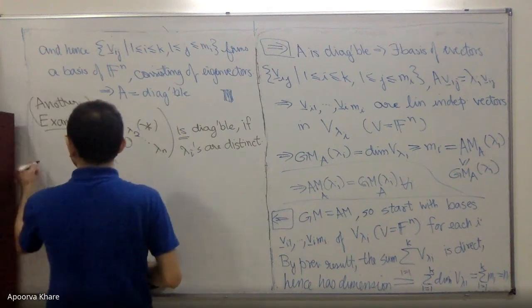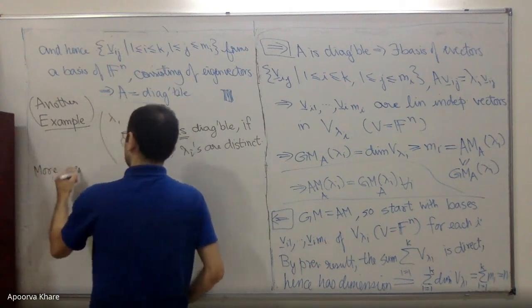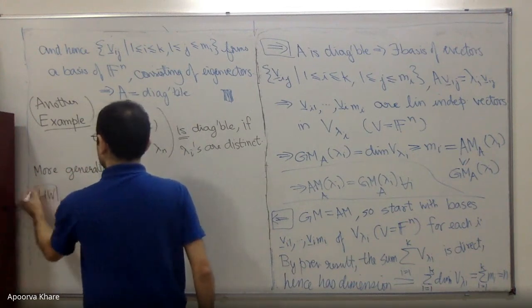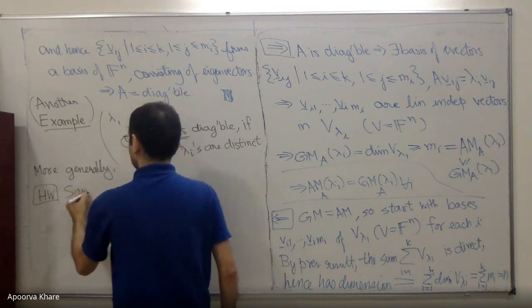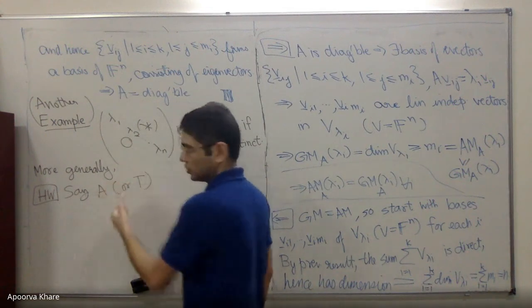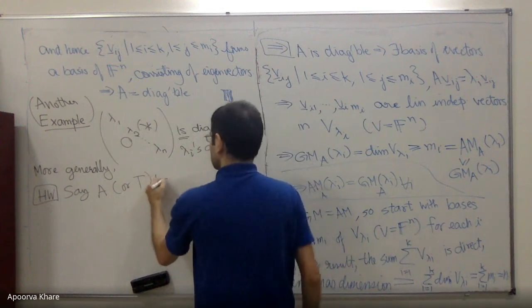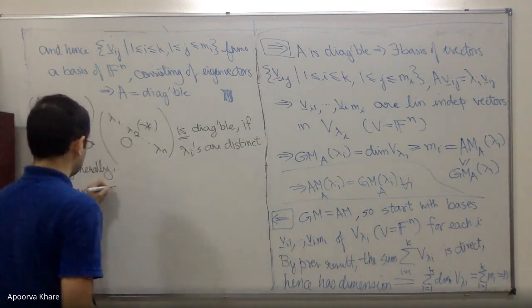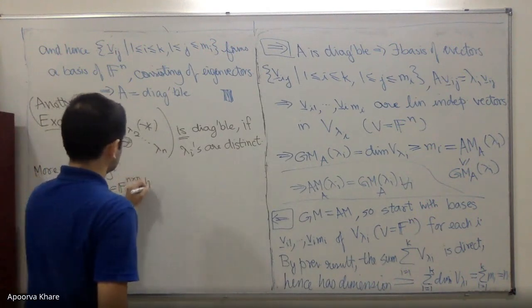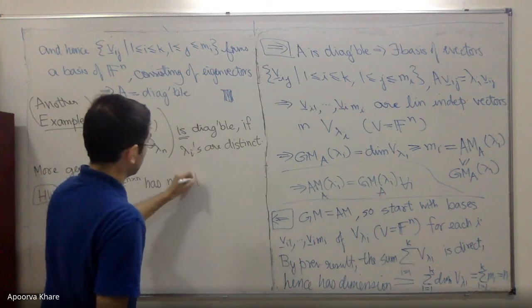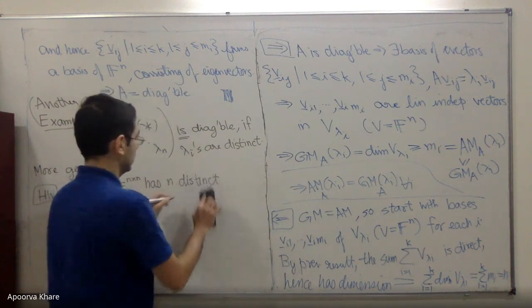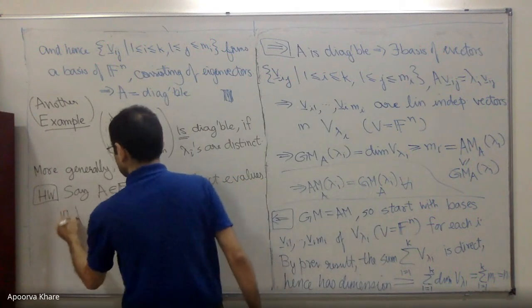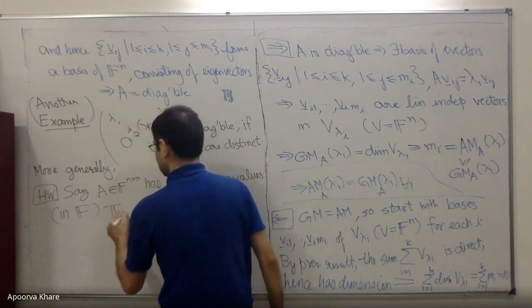More generally, say A in F to the n cross n has n distinct eigenvalues in F, of course. Then A is diagonalizable.